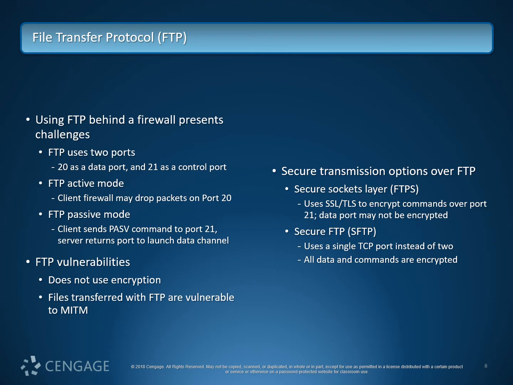FTP can sometimes present challenges, especially if we're trying to use secure things like a firewall. The challenge here lies in the fact that FTP uses 2 ports to carry out its information transfer. Port 20 acts as the data port, that's where everything moves, and then port 21 is our control port. Now in active mode, FTP may actually cause the client firewall to drop packets on port 20. If it's in passive mode, where the client sends the PASV command to port 21, the server will then return the port to launch a data channel, basically identifying which channel it should use to pass things through. So that can be kind of messy.